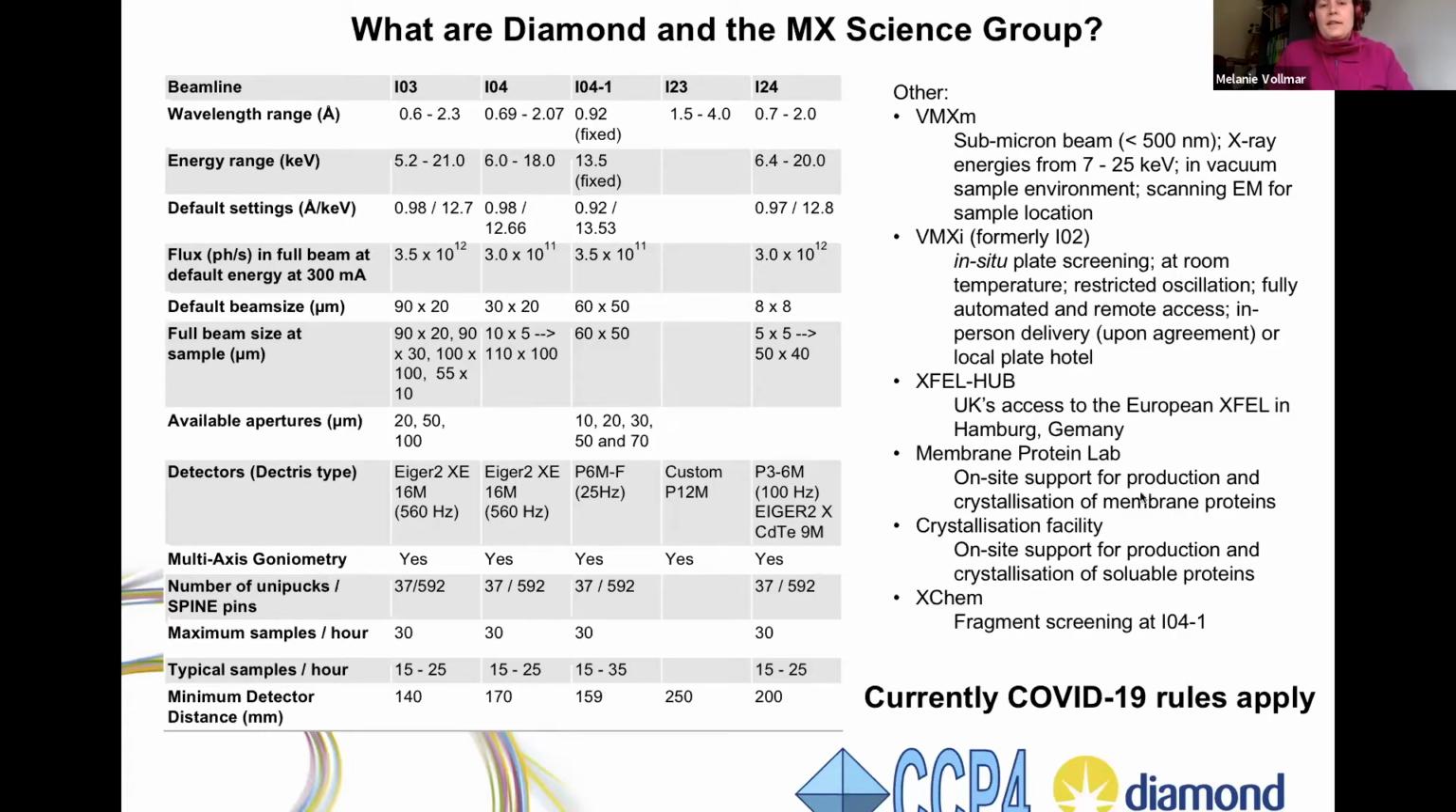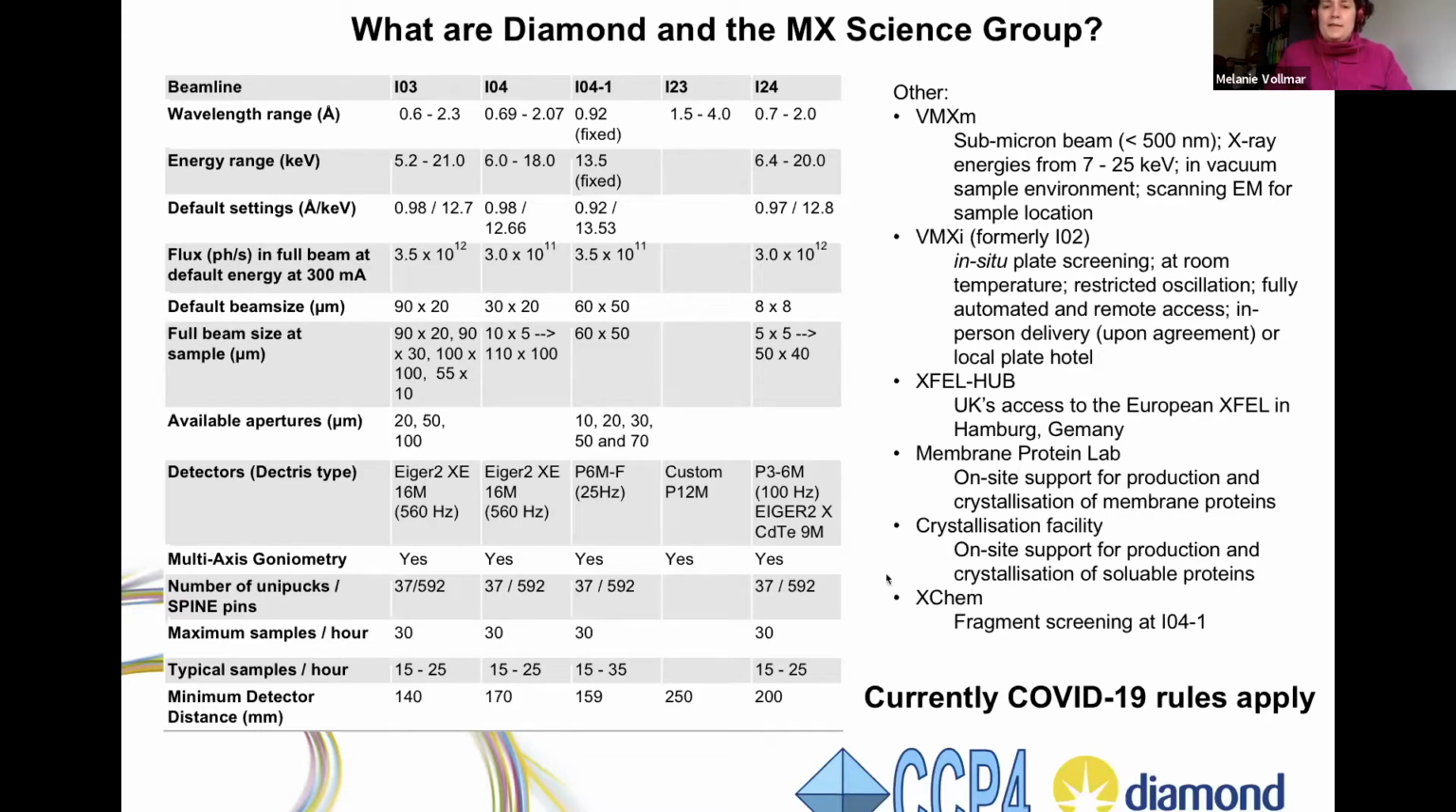The next thing we have is an access point to the XFEL in Germany. That's the free electron laser, perhaps if someone is interested in doing time resolved experiments. As I said, in the research complex we've got some lab space for membrane protein expression and crystallization, as well as for soluble proteins. So if anyone wants to come do experiments but does not have the equipment, we can provide that as well.